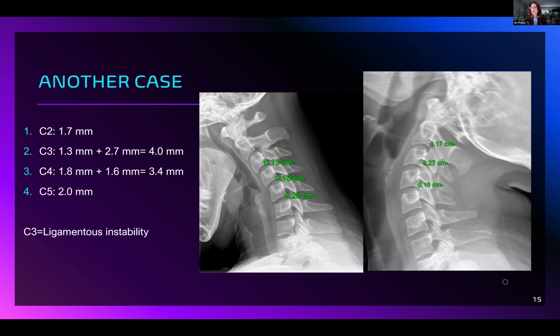So as you can see in this extension, all this motion is happening at C3, C4, and it's just kind of trying to get back there, and then maybe the occiput is going a little bit further because it can. The upper cervical spine's like, oh, well, this is as far as I can go.